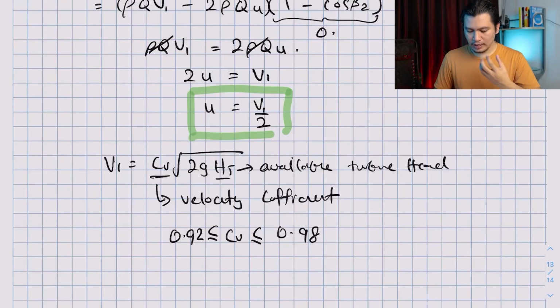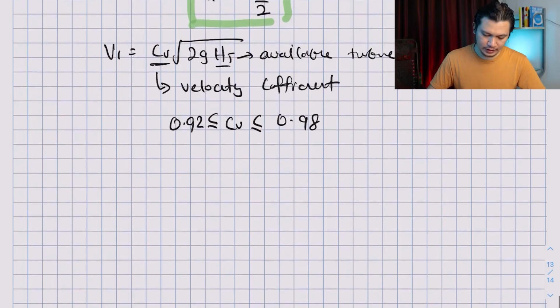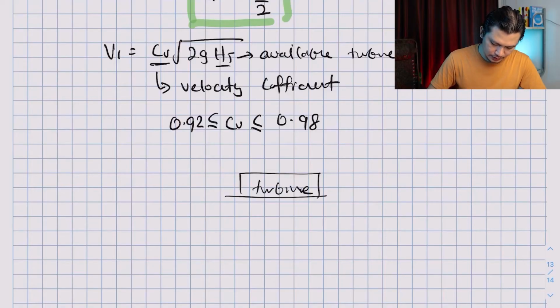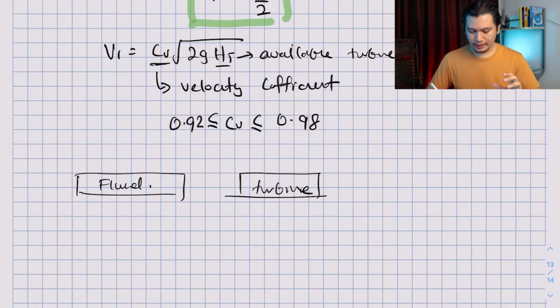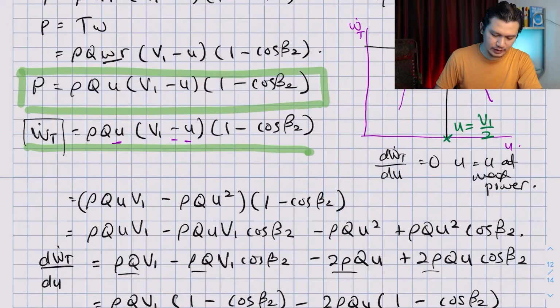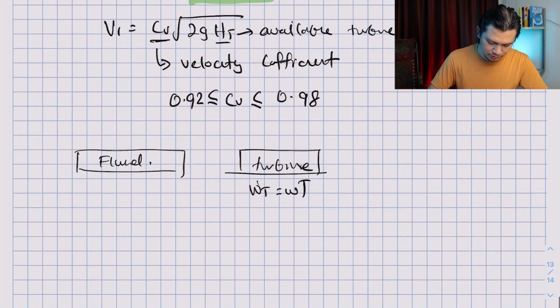Now that we have the turbine power, if I draw this again, this is the turbine and this is the fluid. At the turbine, the power is W dot T, and this is equal to omega T from just now. So this is your final term for turbine power. And at the fluid, you will have W dot F, and W dot F is equal to rho g Q HT.